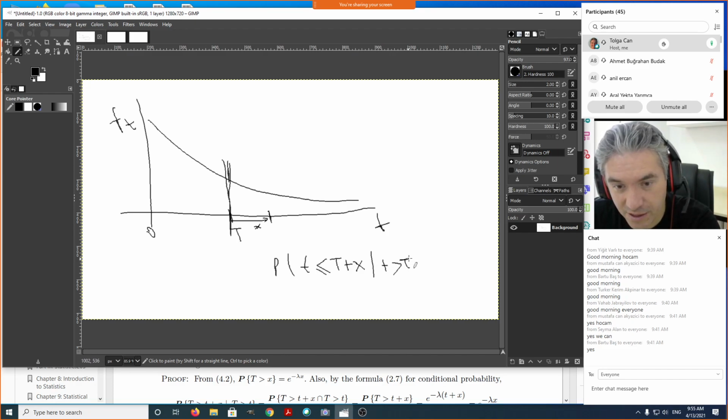So this one is that knowledge. Given that I know that I did not observe this event in the first t minutes, I know that T is greater than t. What is the probability that I will observe it in the next x minutes? This is like the gambler who has observed this and has seen that it didn't happen in the first t minutes. What is the probability that it will happen in the next x minutes? It is equal to the unconditional probability that T is less than or equal to x.